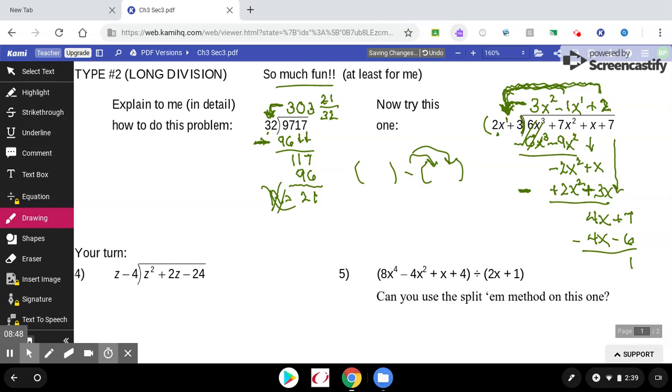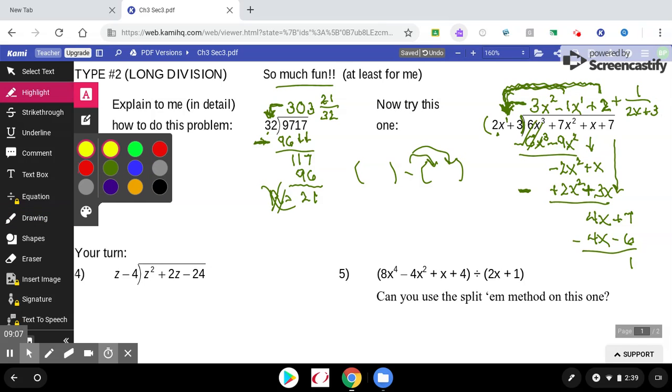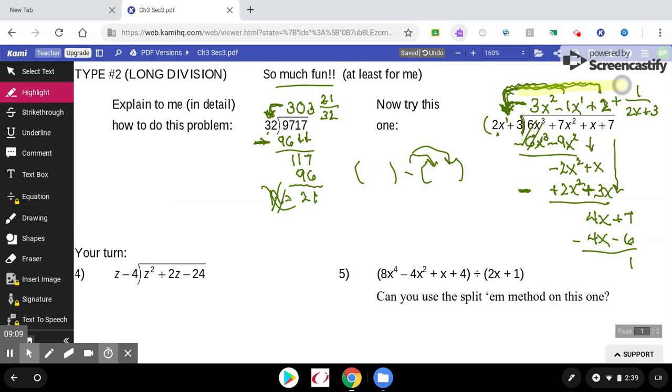So the remainder was 1. And what was I dividing by in the first place? 2x plus 3. And we're going to stick a plus sign in there because that was positive 1 that we got. So this guy clear up here at the top, let me go ahead and highlight this for you, the one clear up here at the top, that's your answer.